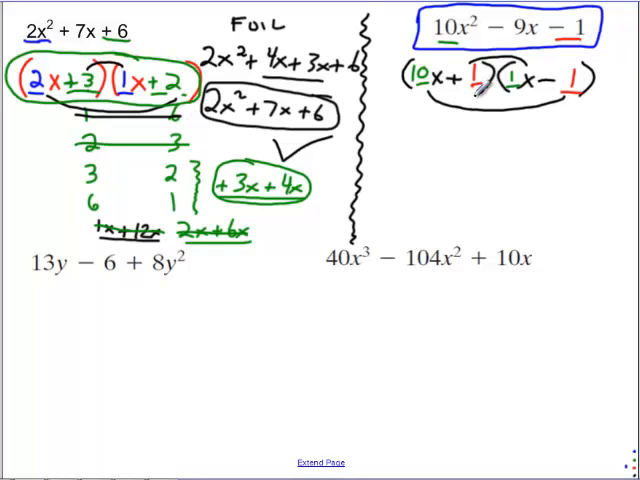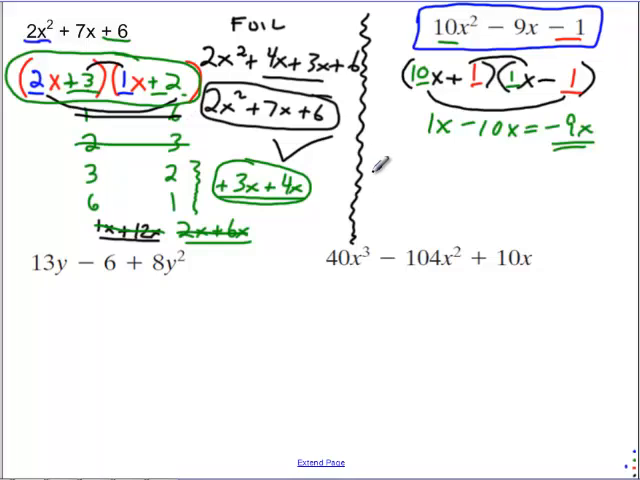I guess our short check would be to say what's our inside term multiplied together, added up to our outside term multiplied together. Inside term would be 1 times 1x gives us 1x, positive times a positive gives us a positive. The outside terms multiplied together are 10x times negative 1, which gives us negative 10x, and that adds up to negative 9x. And in fact, that is what we're looking for right there, because we need to match that there.